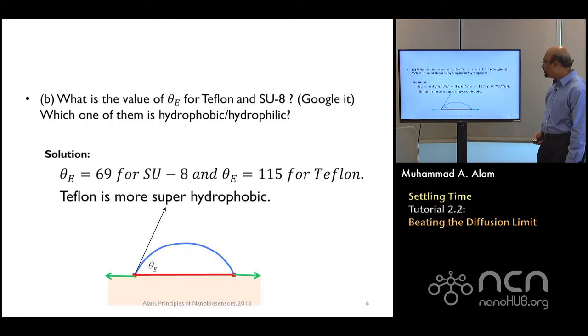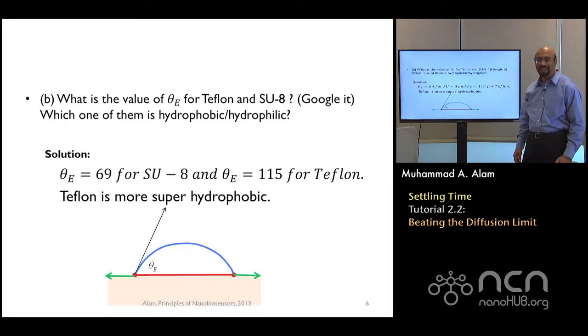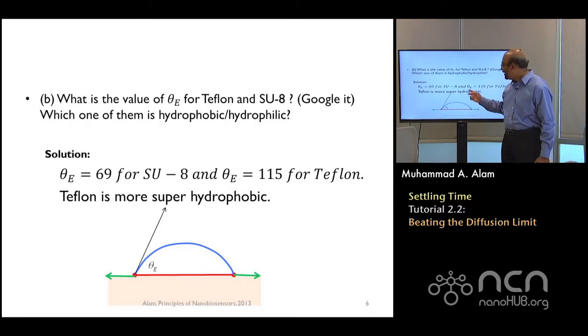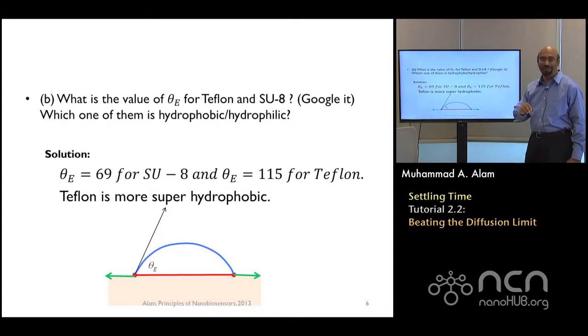Now, I asked you to Google the theta E angle. And so theta is 69 degrees, about 70 degrees for ACO8. All right, so that means that it is hydrophilic. It likes water. But if you looked up Teflon, Teflon is sort of difficult to put droplets on because it's sort of hydrophobic. It doesn't like it. It has a phobia for water.